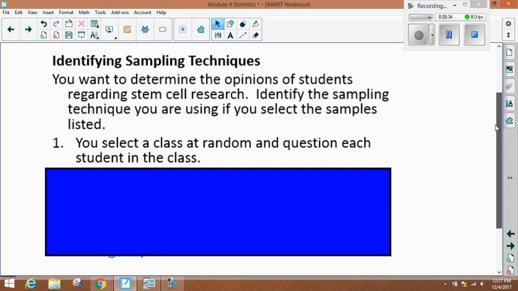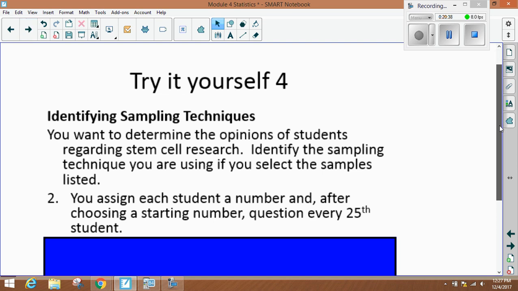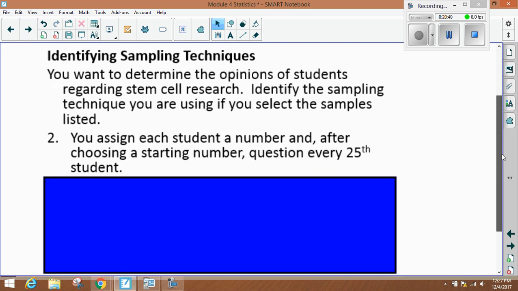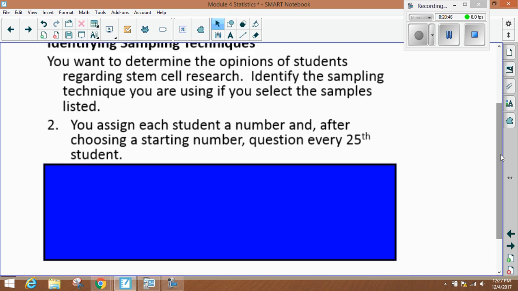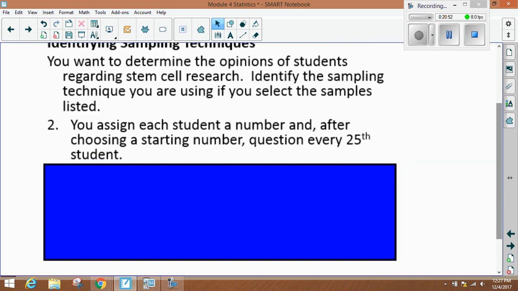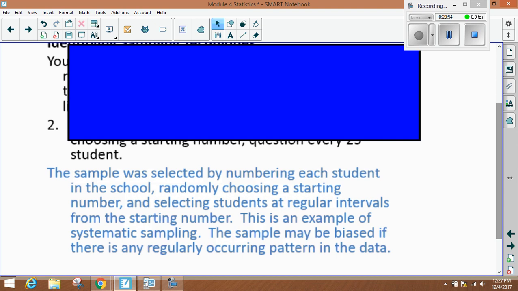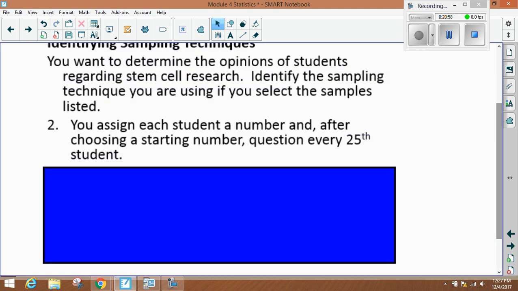That really tests my brain. Hey, you assign each student a number, and after choosing a starting number, question every 25th student. That would be a random sample. I think this one is going to go with the systematic sampling. But it is an example of a random sample. All right, that's a little more clear.